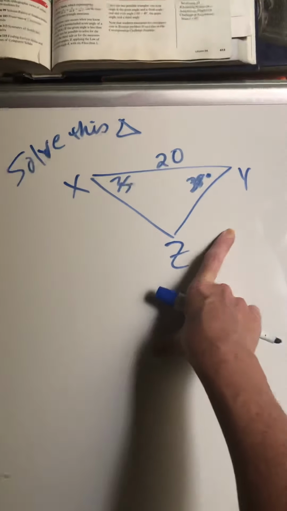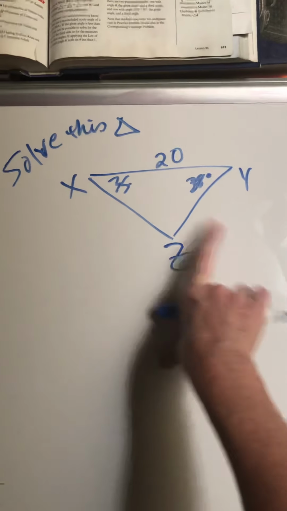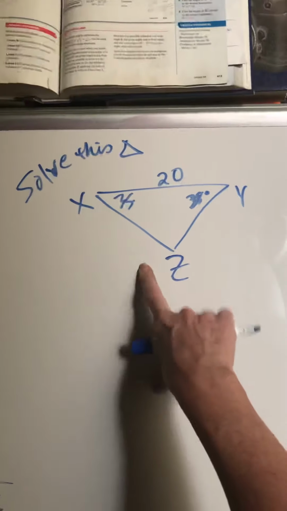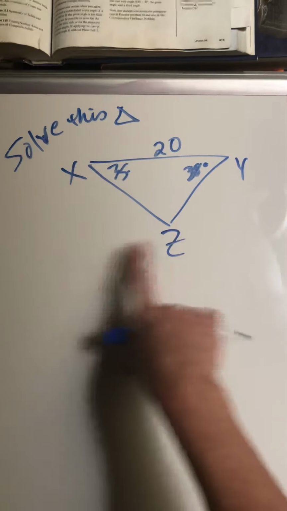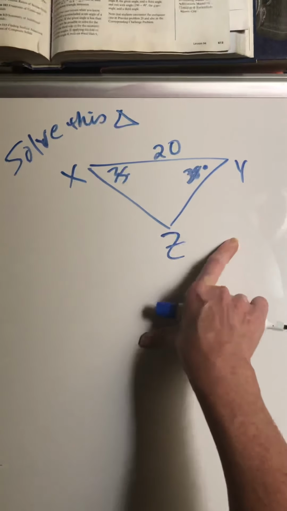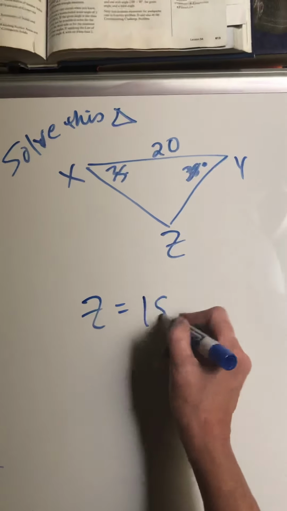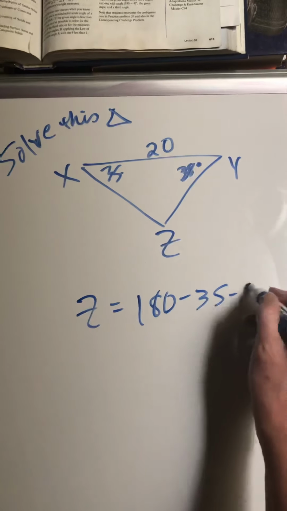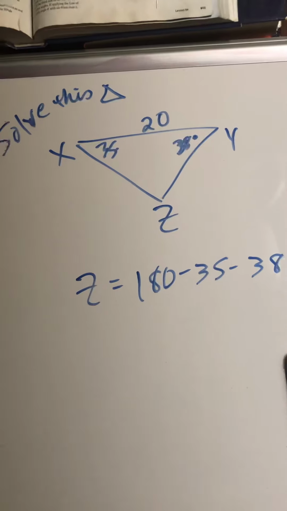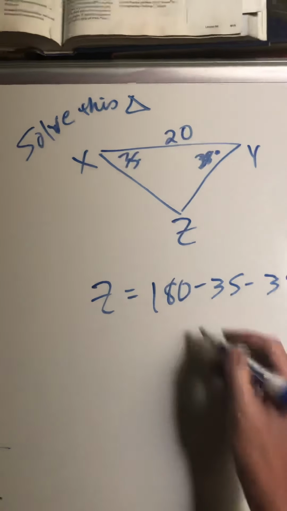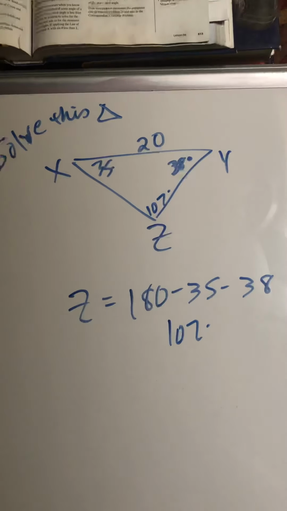Now in the book, they'll ask you for specifics. They'll ask you to find just XZ or just YZ, so do whatever that says. But I want us to solve this triangle just so we get practice using law of sines, which means I want all the missing parts. So I've got two sides missing and one angle missing. Well, Z is the easiest to find. You should already be going, oh, that's 180 minus 35 minus 38, which gives me 107. So the missing angle is 107.